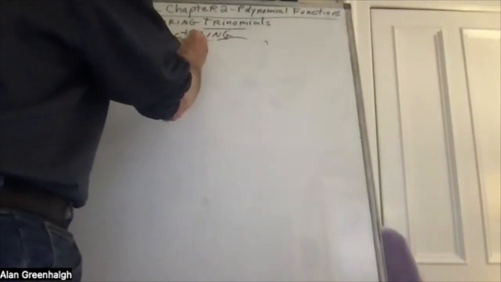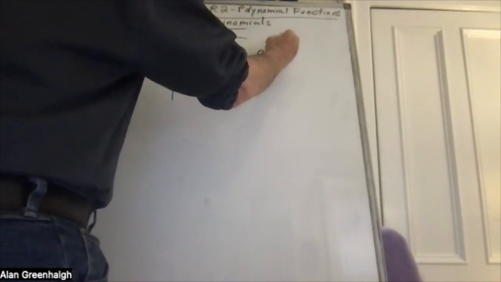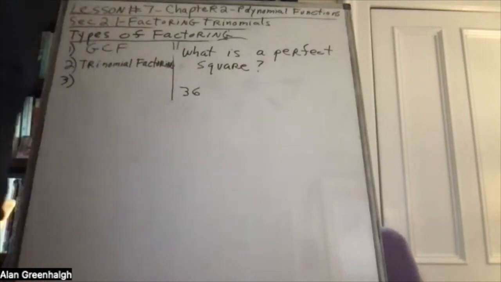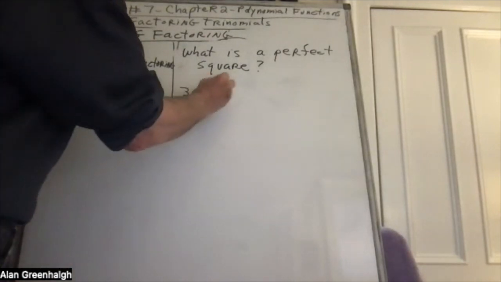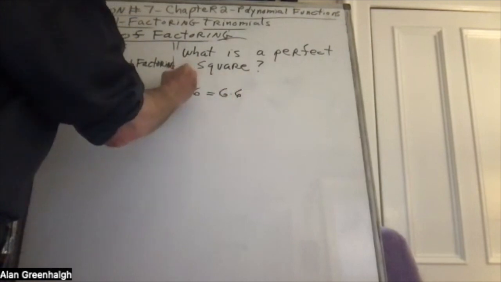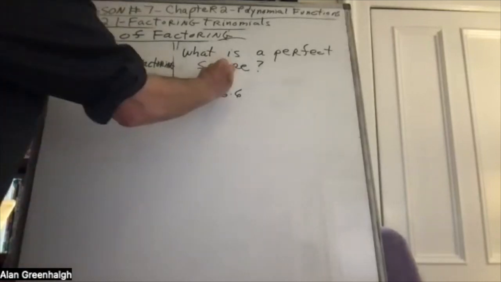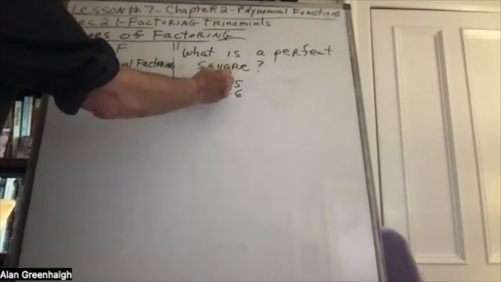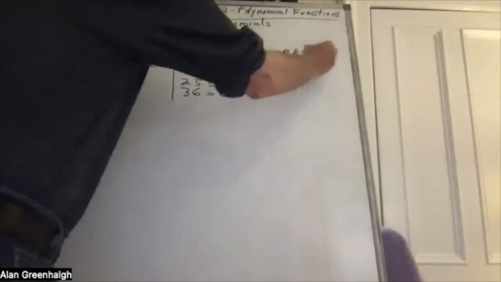Here's the question. What is a perfect square? 36 is a perfect square. Explain to me why that's a perfect square. Because 6 times 6 equals 36. And what about 25? 5 times 5 equals 25. Very good. You see what's going on here? When you multiply a number times itself, you get a number which is called a perfect square.